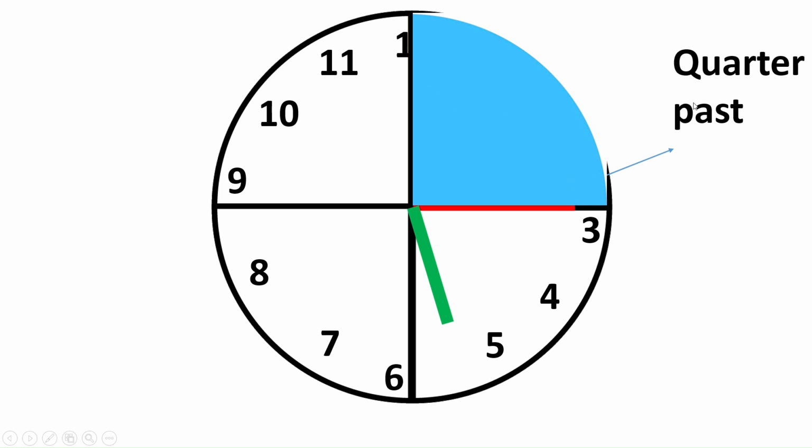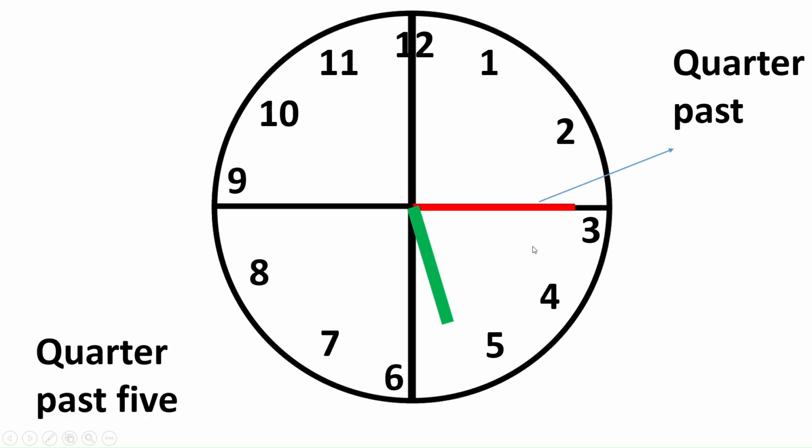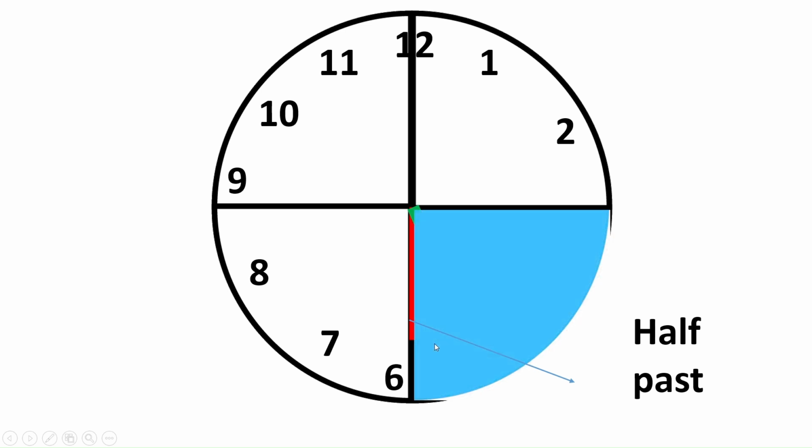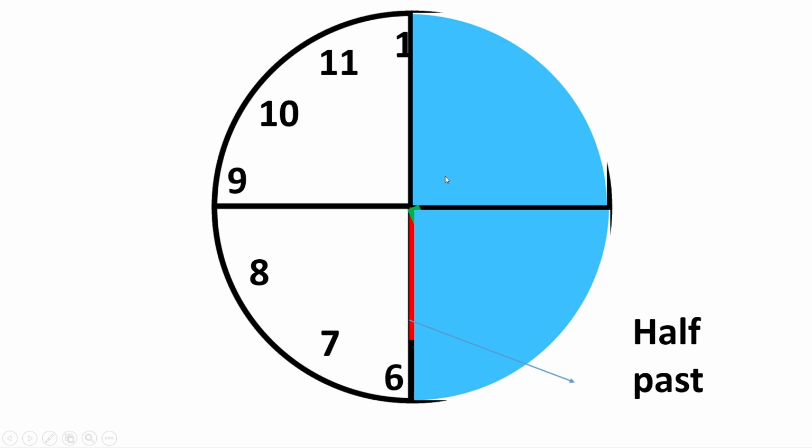However, unlike o'clock, we say it would be quarter past and then the hour. The hour hand is still kind of pointing at the 5, so we would say that it is quarter past 5. Let's see what happens when the minute hand moves again around the clock. We can see that it is now at the 6. When the minute hand is now at the 6, we call this half past. We say this is half past because now a half of the circle has been covered.